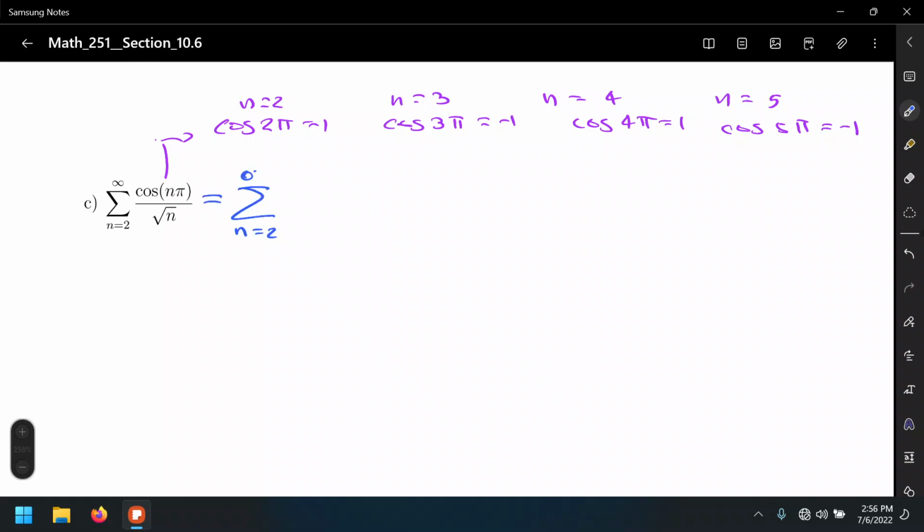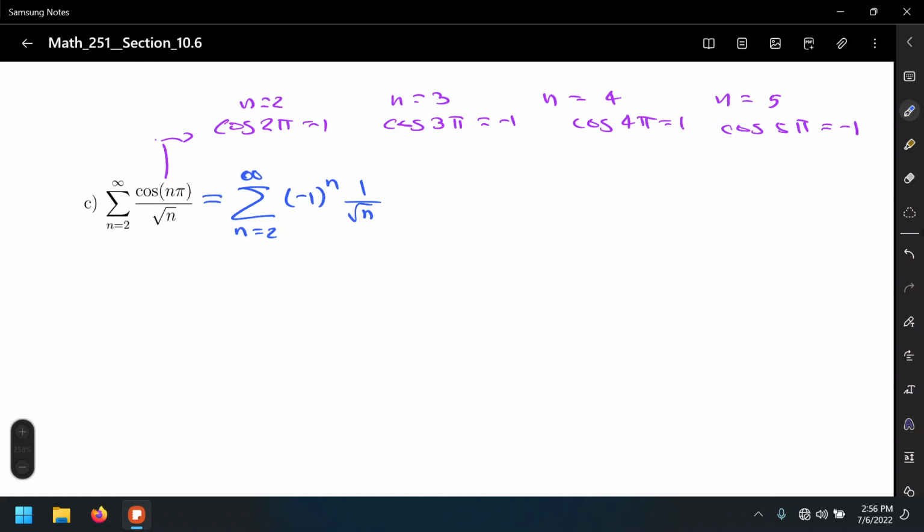n equals 2 to infinity of negative 1 to the n, 1 over the square root of n. And let's see if this works. For n equals 2, we get negative 1 squared. Yes, that's going to make it positive. All right? That's correct.